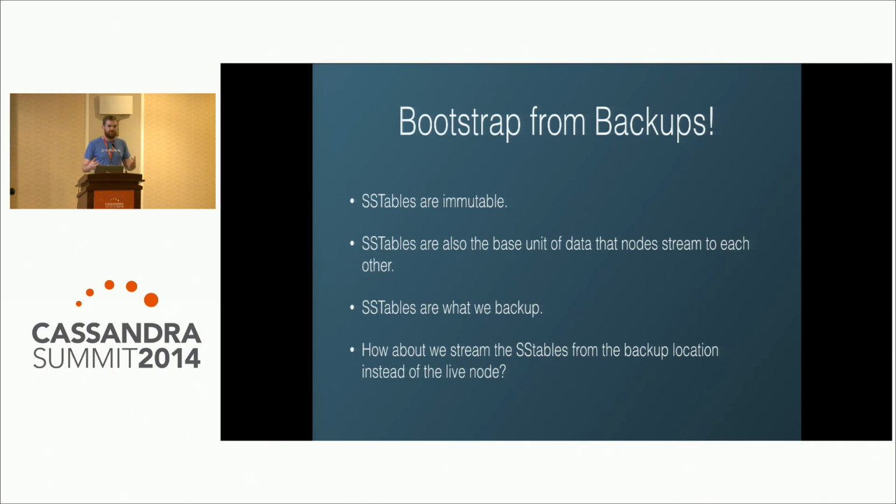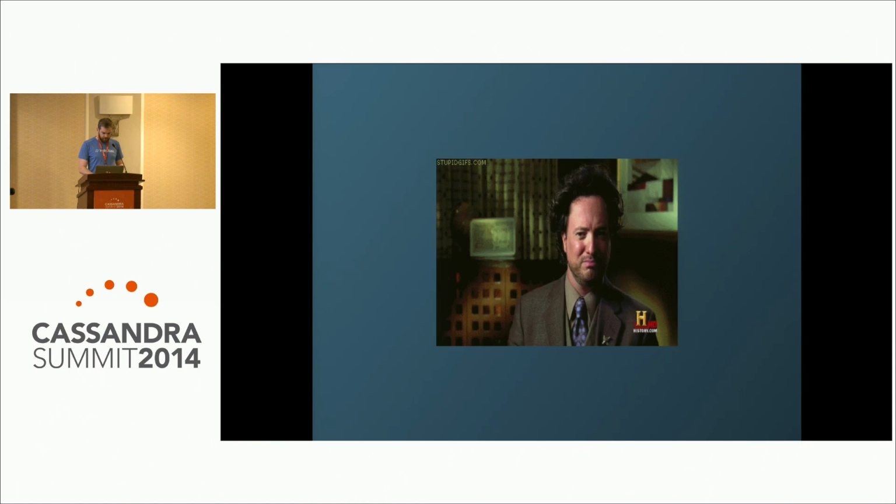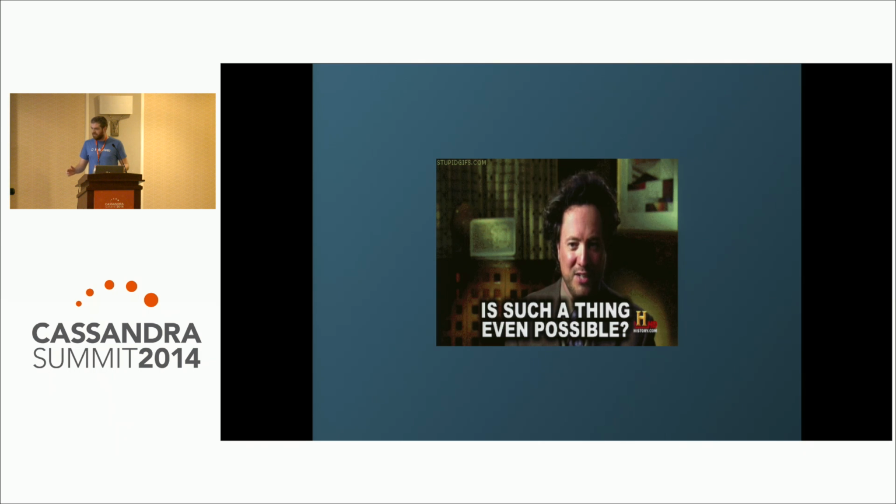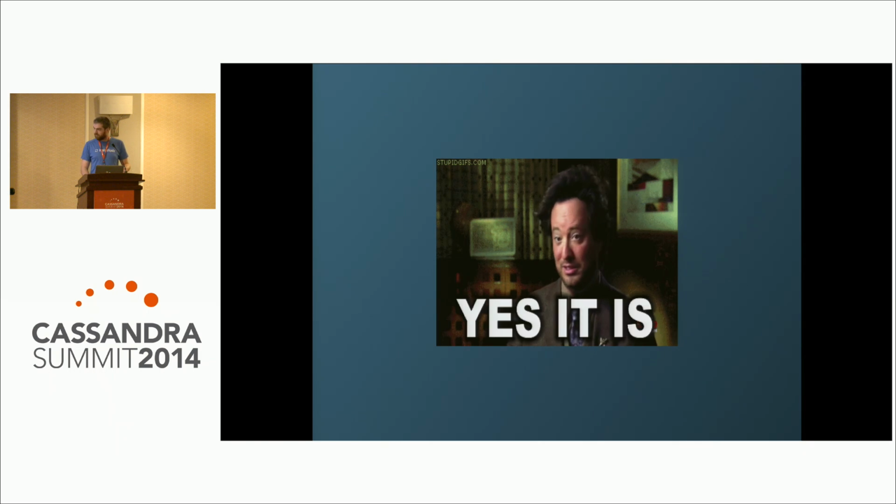Cassandra has that built in. You've got your replication factor, and you can build it out to different data centers. But in the environment that we work with, particularly AWS, we find it's a very good idea to have backups. It's great from a disaster recovery point of view, but it also means if AWS suddenly yanks something from under our feet, we can react and recover from that. So how about we stream the SSTables from a backup location instead of a live node? And really, is such a thing possible? Yes, it is.